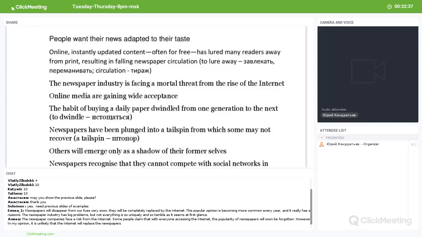Okay, wonderful. So if there are any other examples, I'll give you 1 more minute and then we'll move on to main body paragraph.